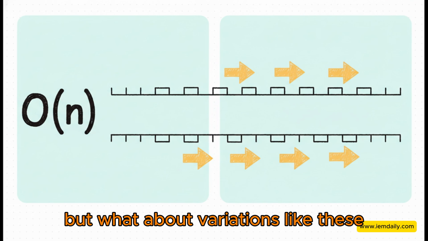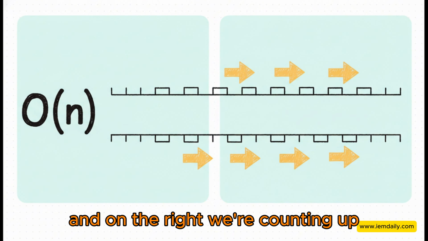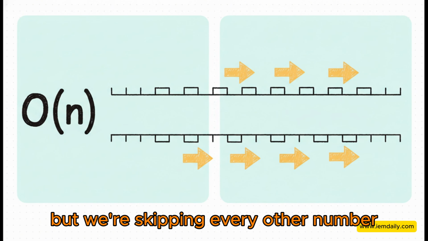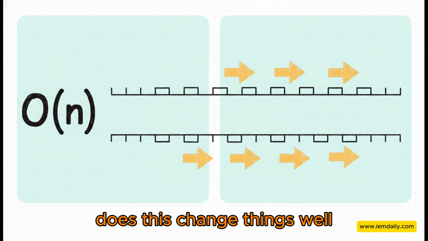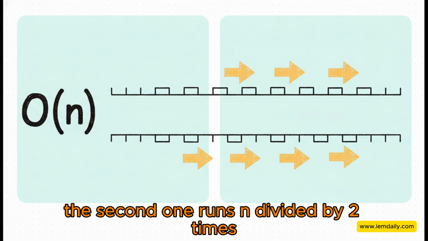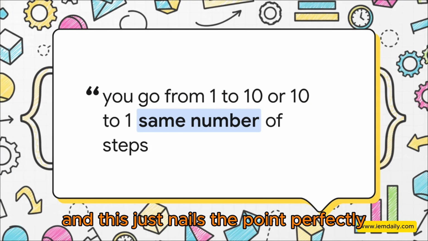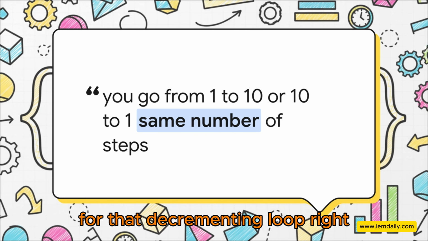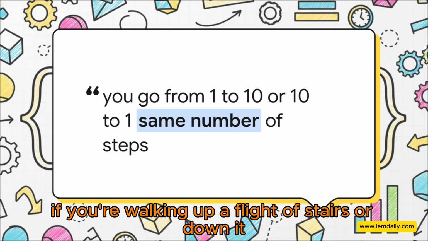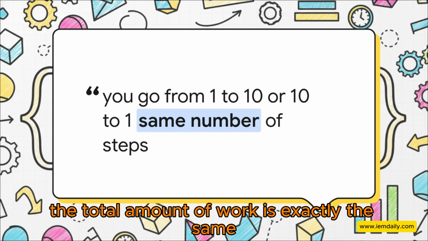But what about variations like these? On the left, we're counting down from n, and on the right, we're counting up, but we're skipping every other number. Does this change things? Well, the first one still runs n times. The second one runs n divided by 2 times. But does that really change the fundamental way it grows? And this just nails the point perfectly for that decrementing loop. Right, it doesn't matter if you're walking up a flight of stairs or down it. If there are 10 stairs, you're taking 10 steps. The total amount of work is exactly the same.